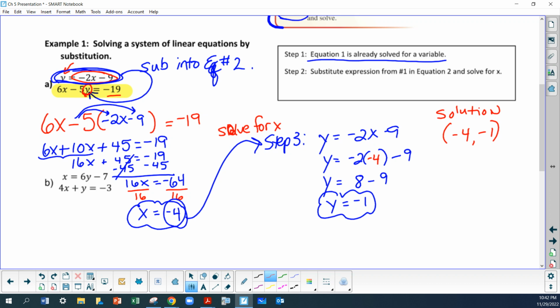Okay, I'm going to clear this board and continue on.